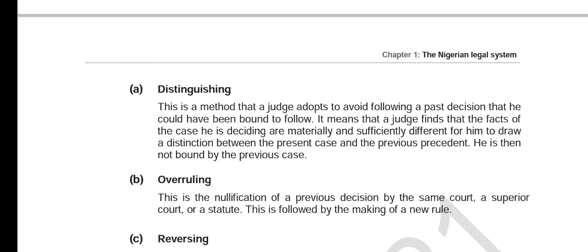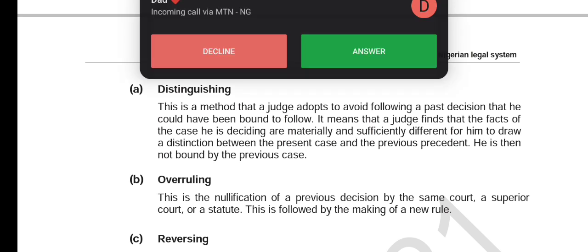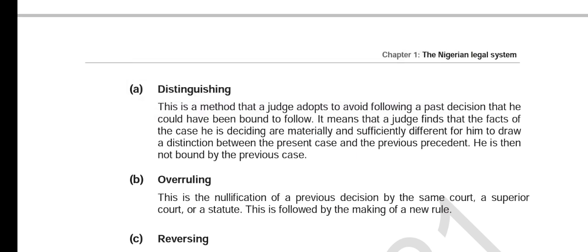Now, there are terminologies we find in judicial precedents. We talk about distinguishing. Distinguishing is a method of the court where, let's say for instance, the judge adopts a way to avoid following the same decision that has been carried out before. He wants to look at the facts very well. Maybe the facts are not sufficient for him to follow. So he looks at it very well. That kind of thing is called distinguishing.